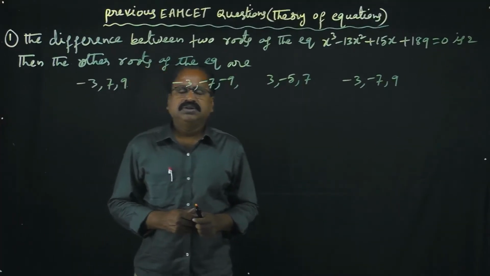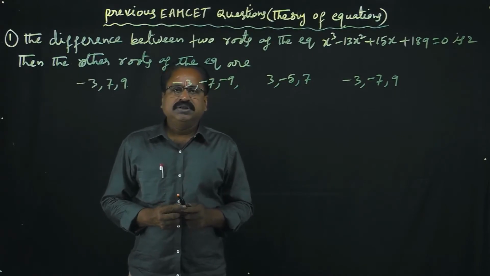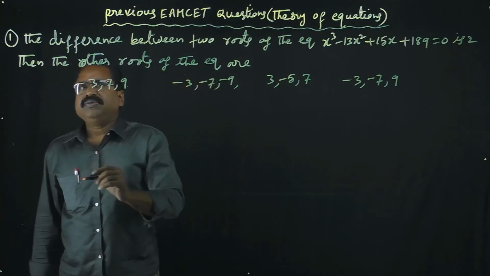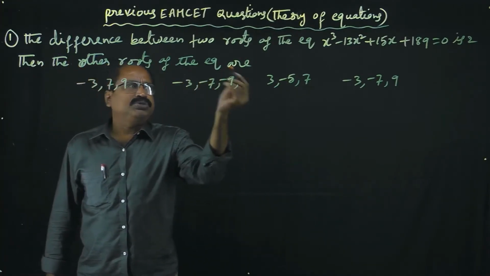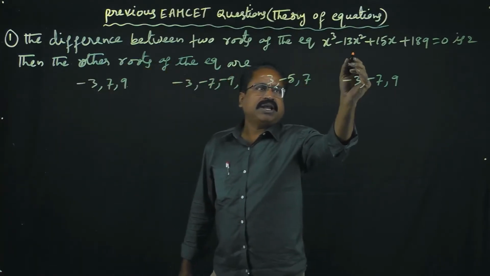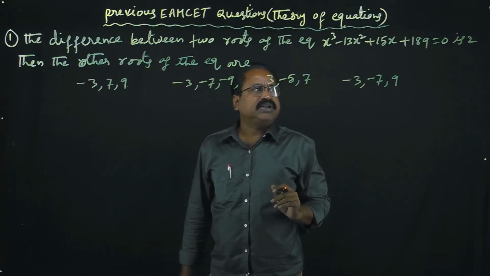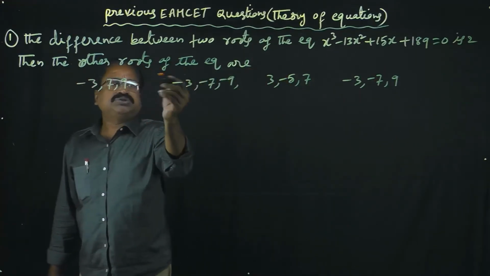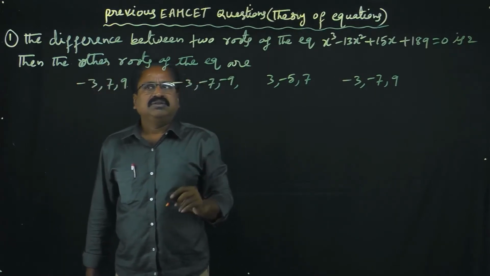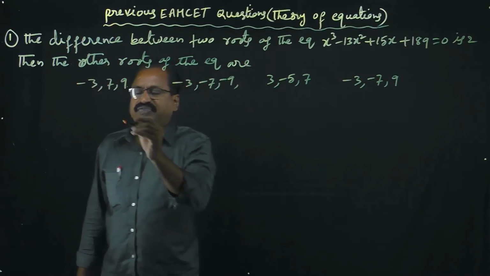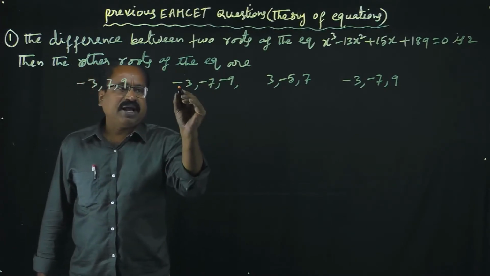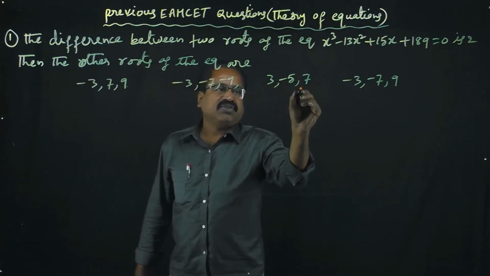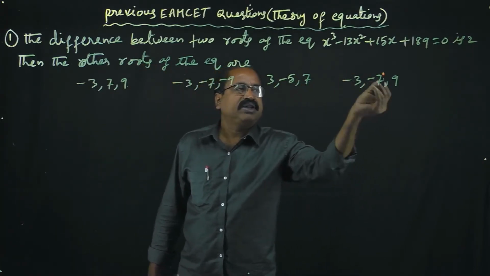Dear students, today I am going to discuss previous MSET questions, chapter 3 of equations. Now question number 1: the difference between two roots of the equation x cube minus 13x square plus 15x plus 189 is equal to 0 is 2. Then the other roots of the equation are. Options: minus 3, 7, 9; minus 3, minus 7, minus 9; 3, minus 5, 7; and minus 3, minus 7, 9.